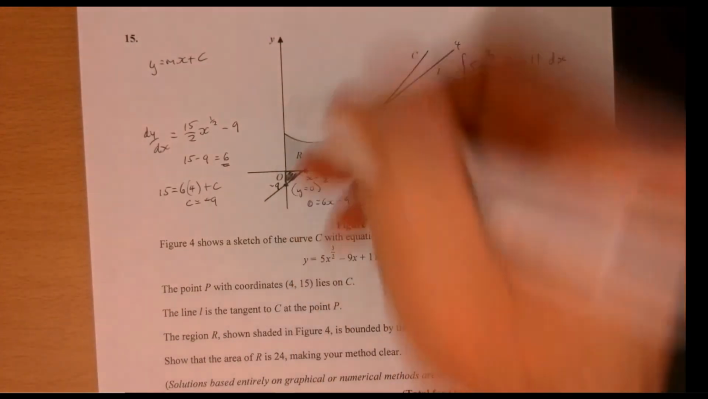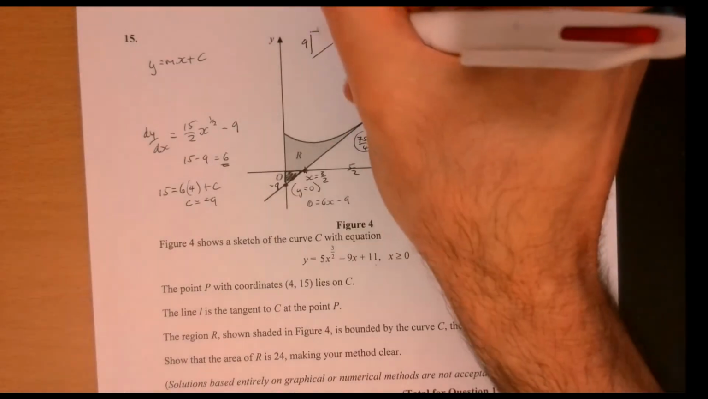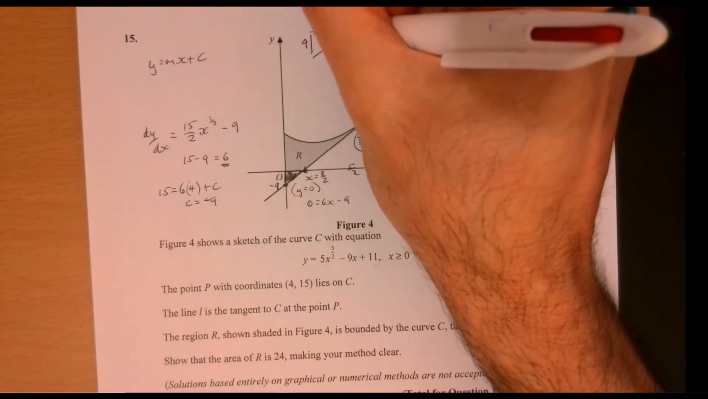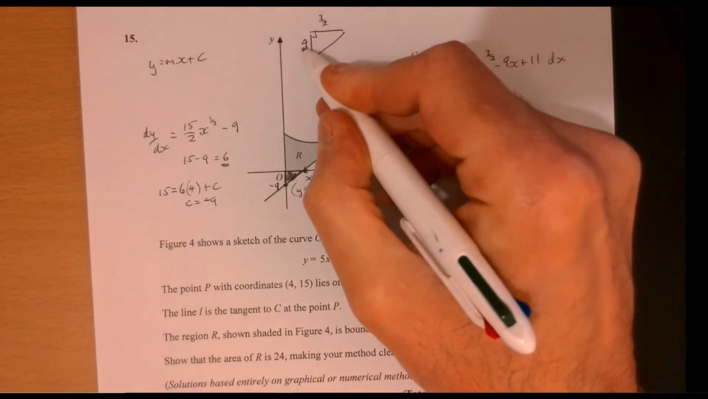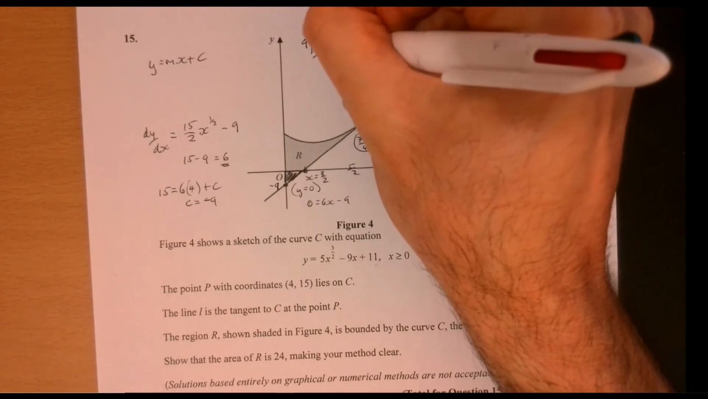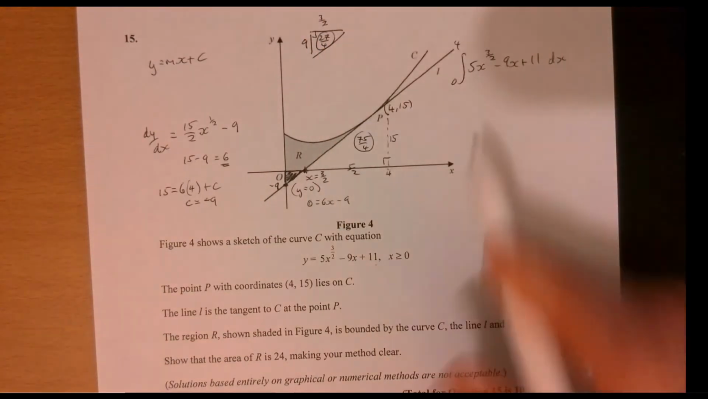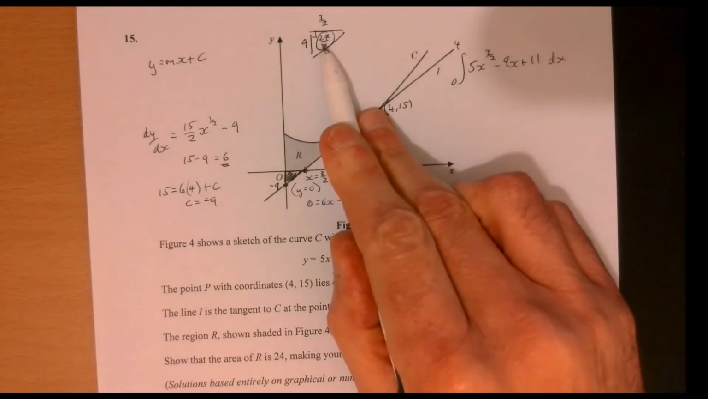And that little triangle, if I just quickly sketch it, we've got 9, and then it's got a length of 3 over 2, right angle again. A half multiplied by this gives me 27 over 4. So the answer is going to be this, take away this, add this.